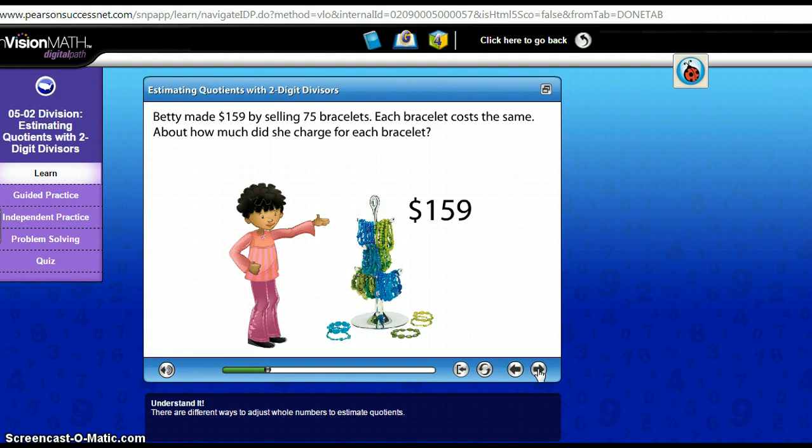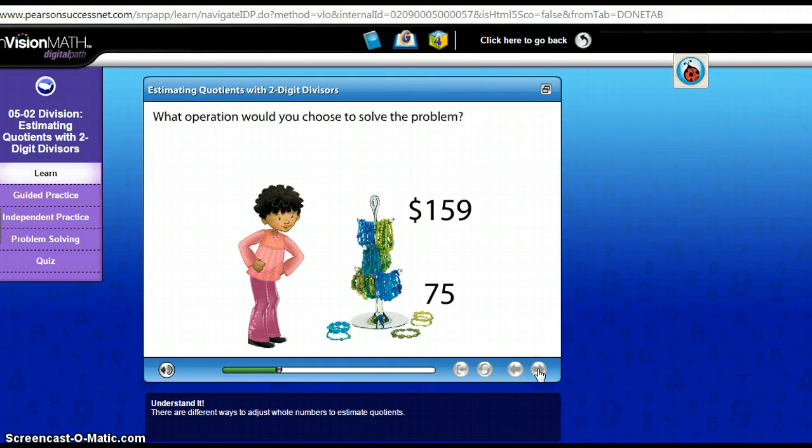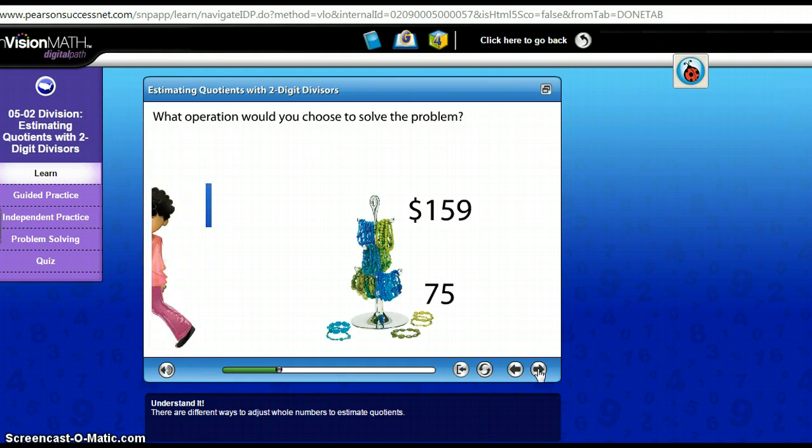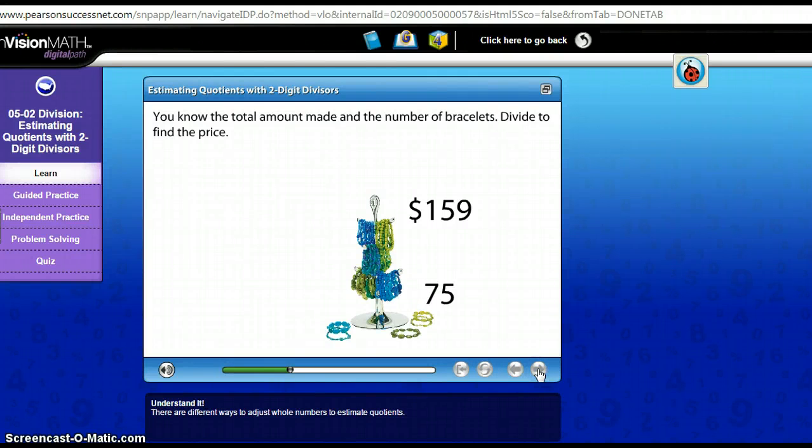Betty made $159 by selling 75 bracelets. Each bracelet cost the same. About how much did she charge for each bracelet? What operation would you choose to solve the problem? What would we use, Alex? Division. You know the total amount made and the number of bracelets. Divide to find the price.